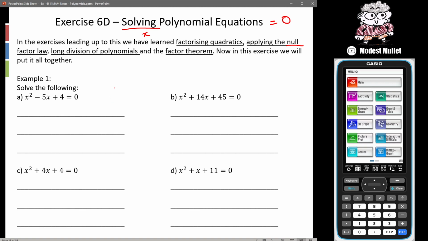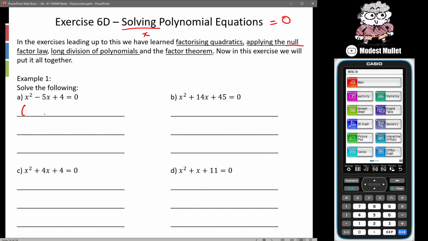So as a bit of a warm-up, here are 4 quadratics for you to have a go at to factorize. I suggest maybe first trying inspection, and then from there work through that workflow of, if you can't do inspection, try completing the square or use the quadratic formula. So maybe pause the video now, and I'll go through the solutions.